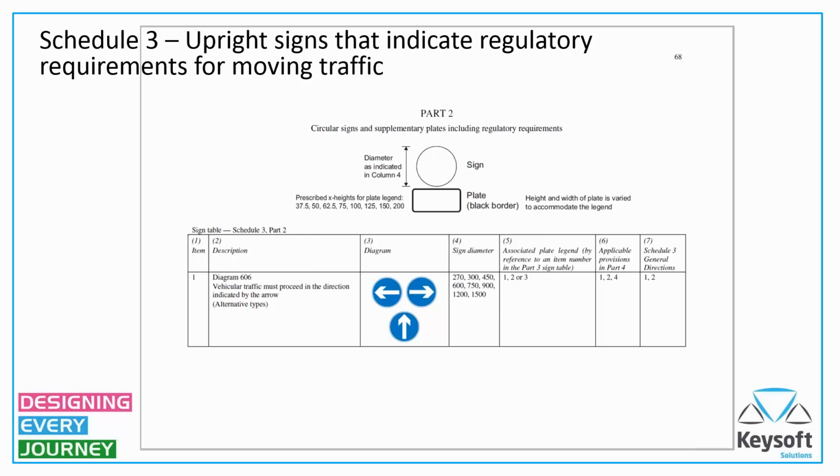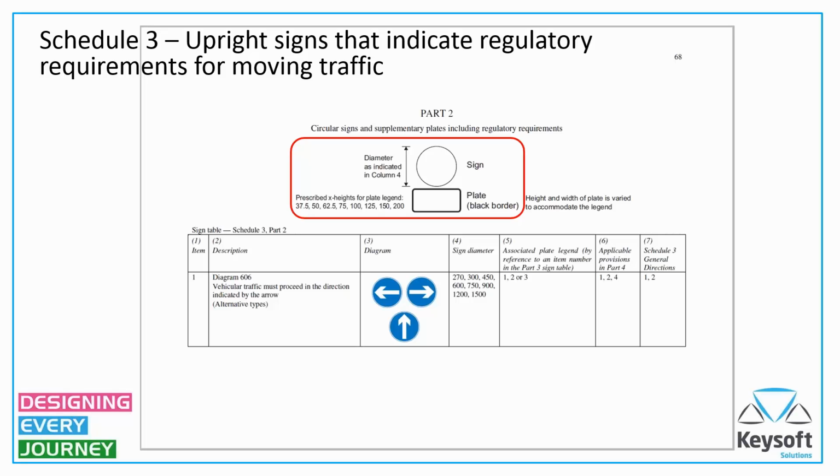Okay, so moving on to Schedule 3 then, the title for that schedule is Upright Signs that indicate regulatory requirements for moving traffic. Essentially it's your regulatory signs, but not all of them. There are other schedules including other regulatory signs. Again, we've got the area at the top, the template for the 2 signs together.